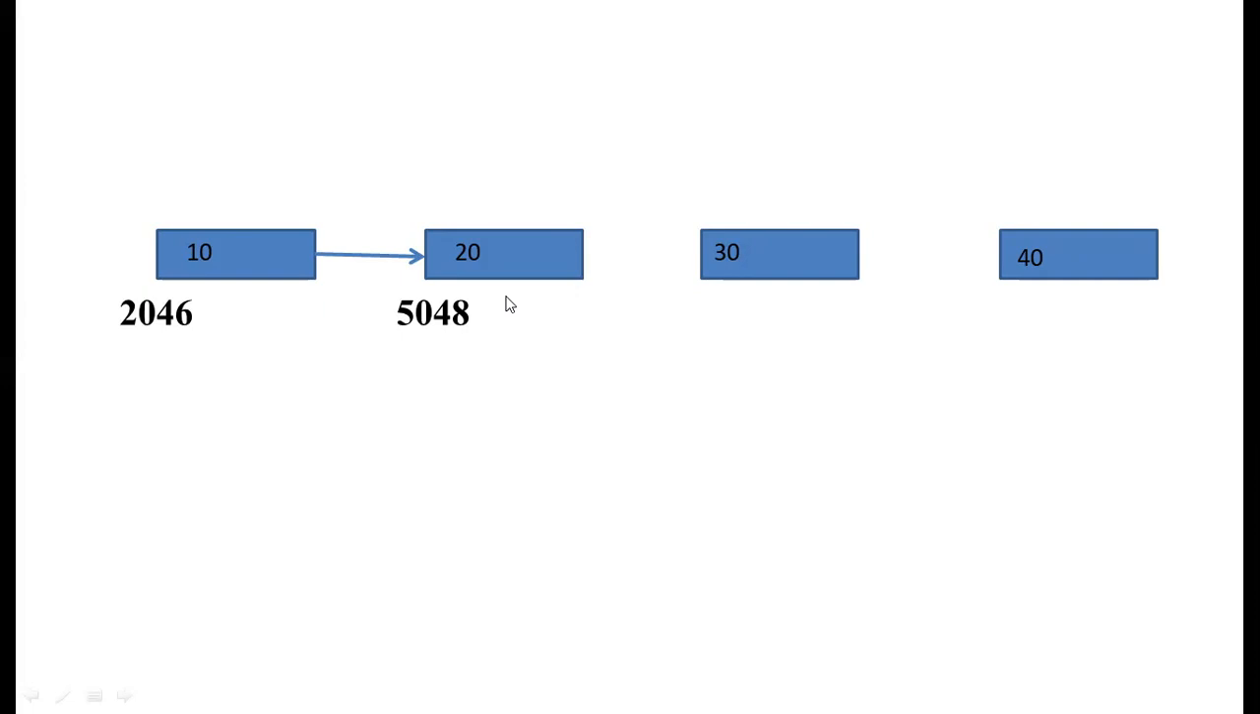Here, suppose 5048, which is linked to 9002, and here suppose 9042, and suppose 7052, which is linked to this particular 30. So 7052 is linked to 30, 9042 is linked to 20, and 5048 is linked to 10. So this is the link part. What we see here is a link part.